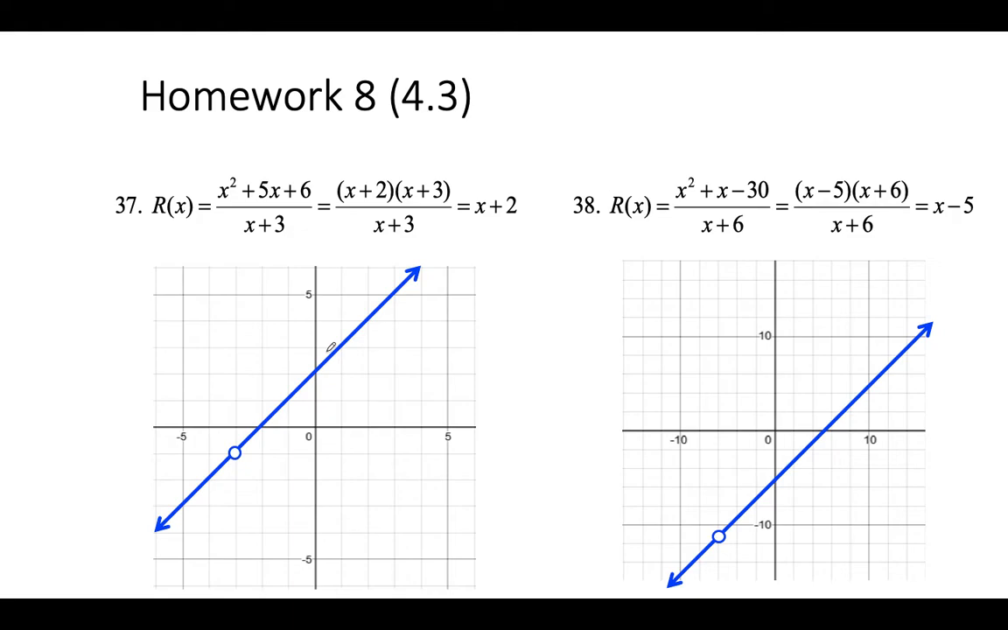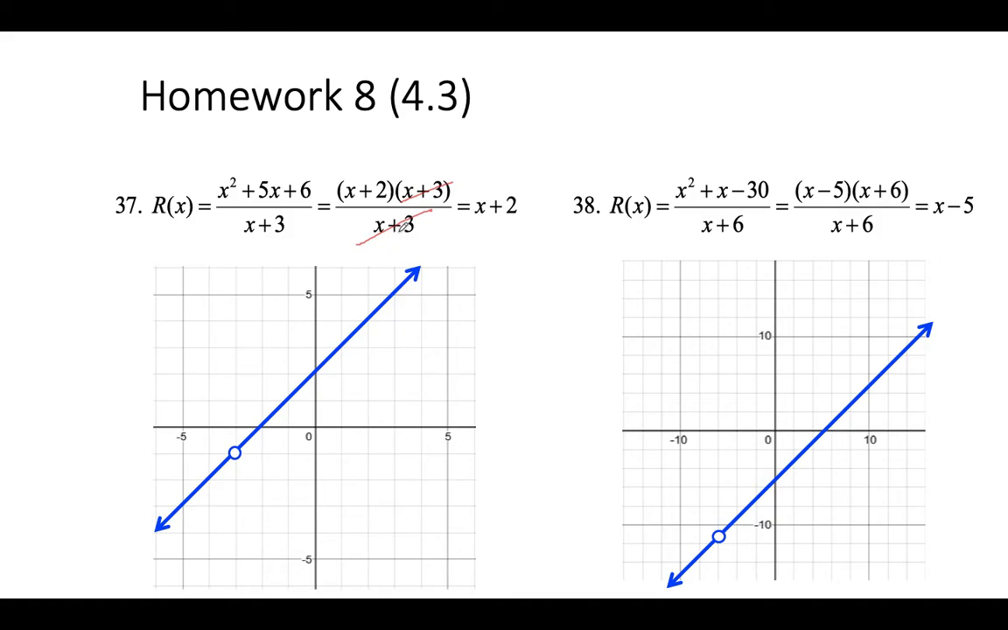The reason is, look, this is x square plus 5x plus 6 divided by x plus 3. If we do the middle term factoring, then we get x plus 2 and x plus 3. Then x plus 3 and x plus 3 cancel out. As these two terms cancel out, the only thing remaining is x plus 2.